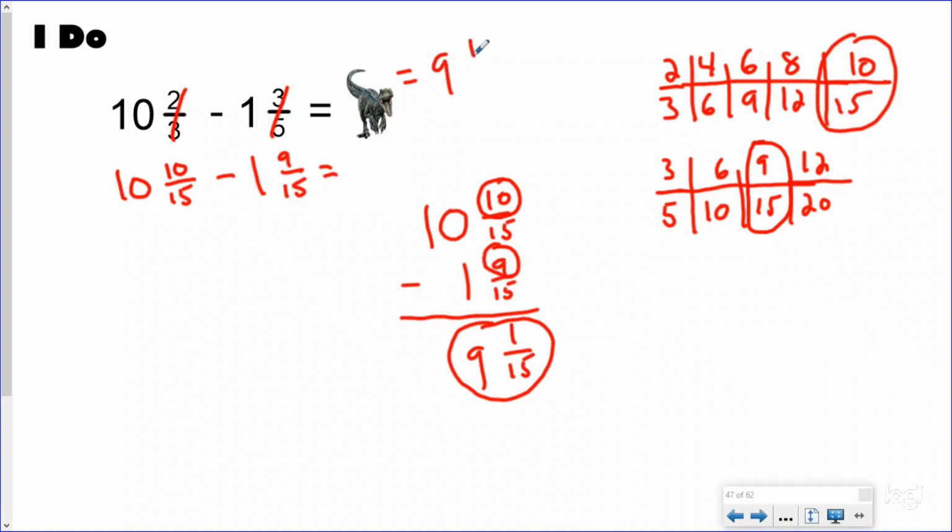So Blue equals 9 and 1/15. And I have found the answer to my math equation. Let us do one together.